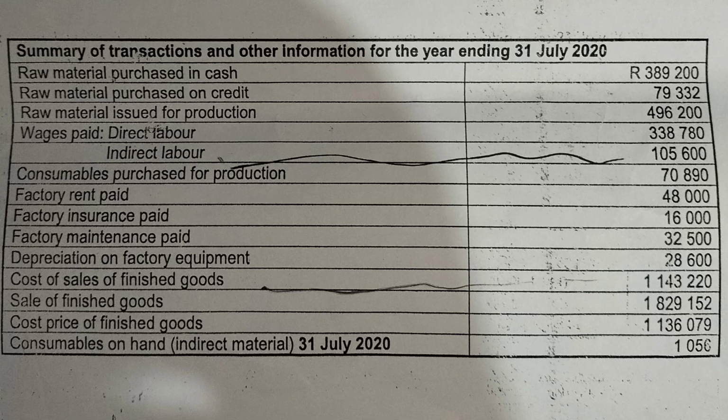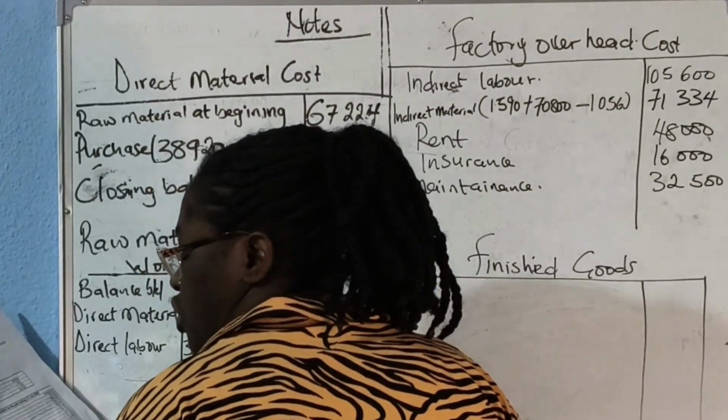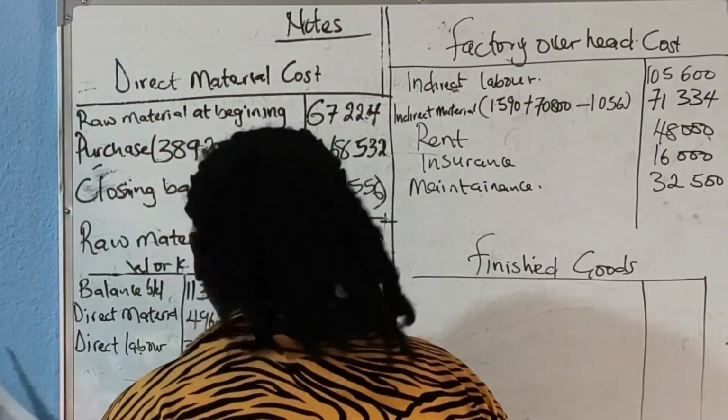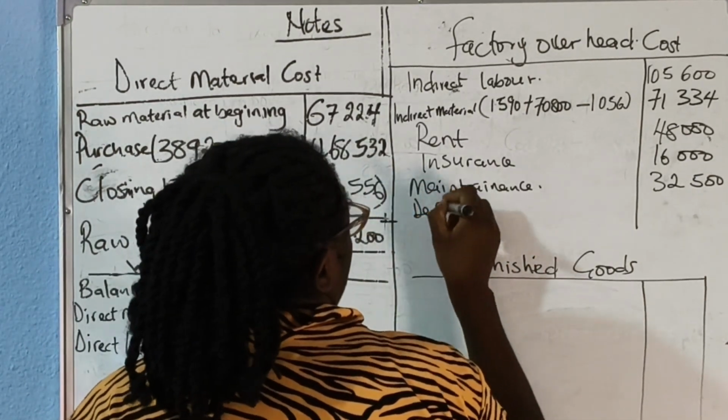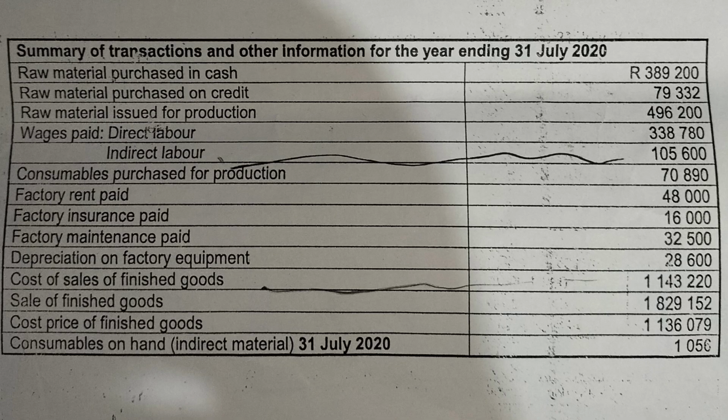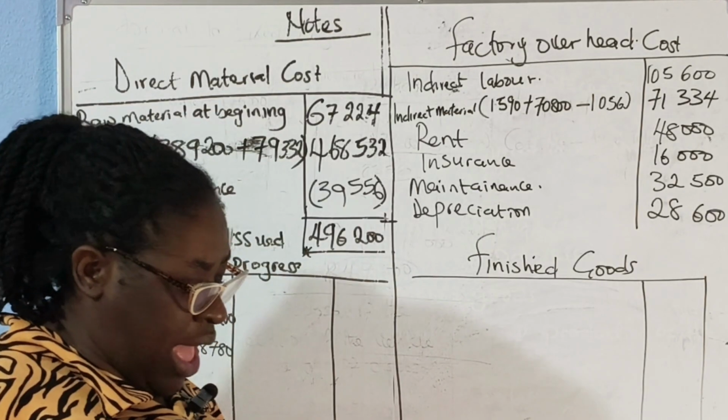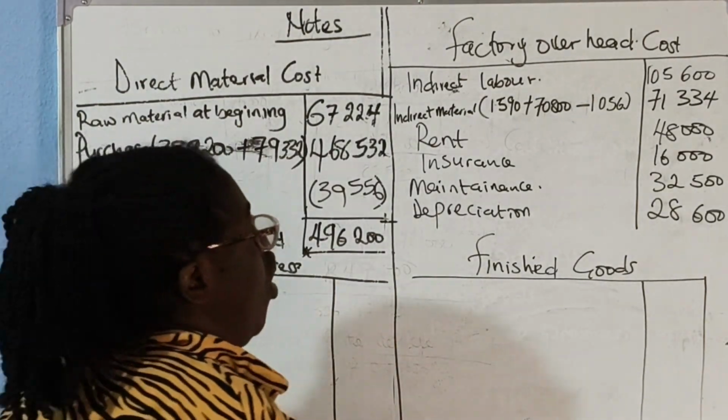The maintenance of our factory stands at 32,500. Depreciation of factory equipment stands at 28,600. And that is all we have for our factory overhead.